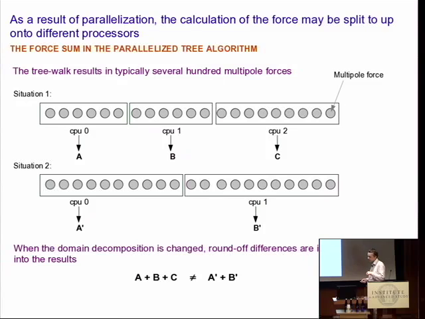They will have to be added up to the total force. That's fine. And then in situation B, you have a different domain decomposition because maybe you use half the number of processes. So now the tree walk is a bit more extended. You get a force here, A prime and B prime.